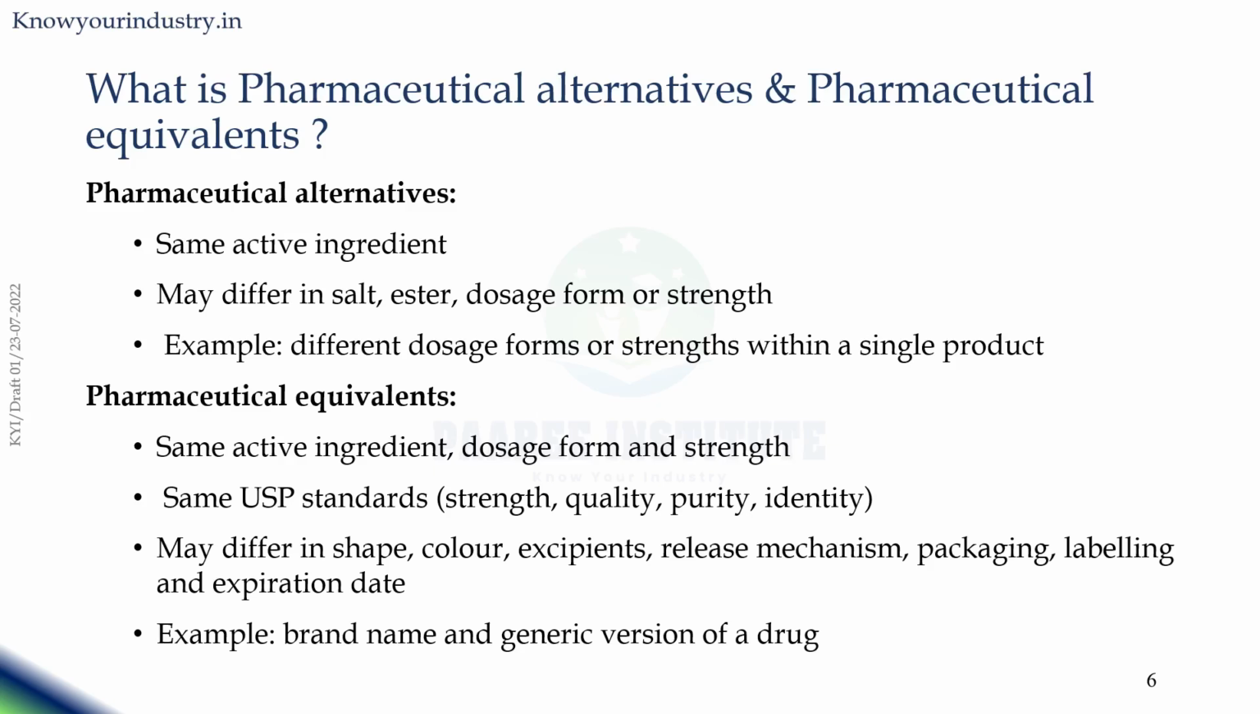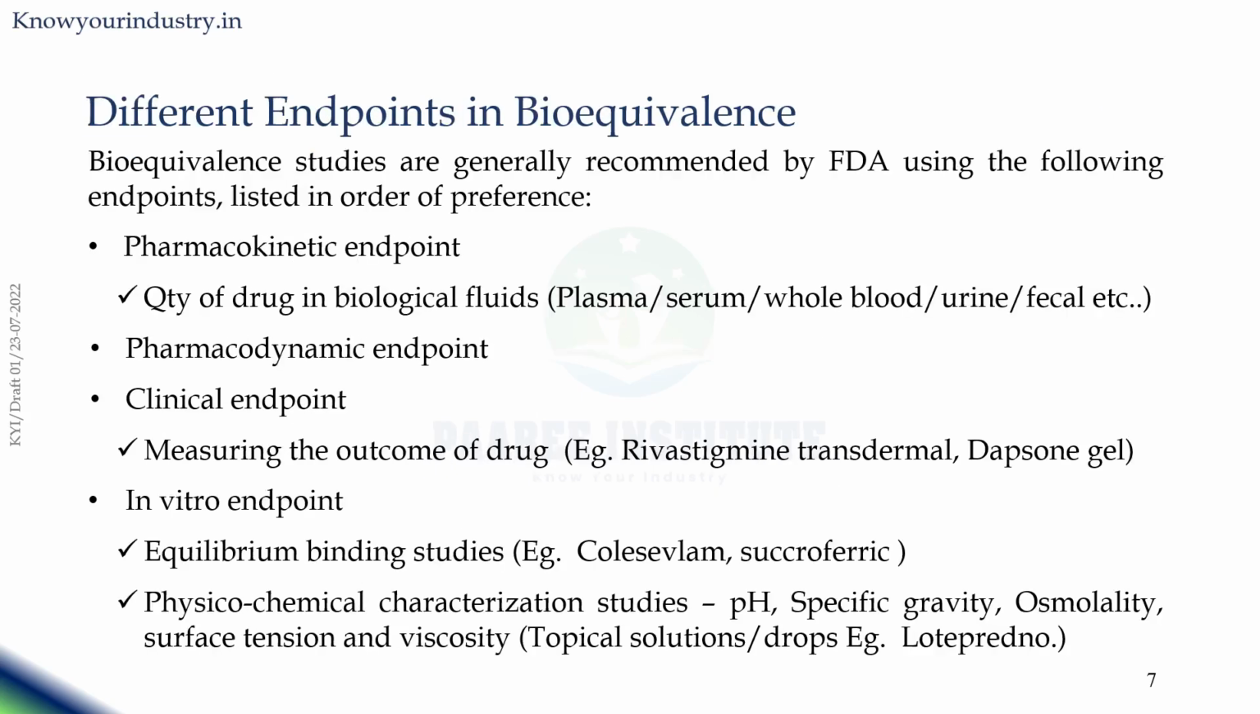What is pharmaceutical equivalence? It is also having the same active ingredient and dosage form and strength. It may have the same USP standards like strength, quality, purity, and identity, and may differ in shape, color, excipients, release mechanism, packaging, labeling, and expiration date. The classical examples are generic drugs against the reference drug or reference listed drug. How will you conclude a bioequivalence study?